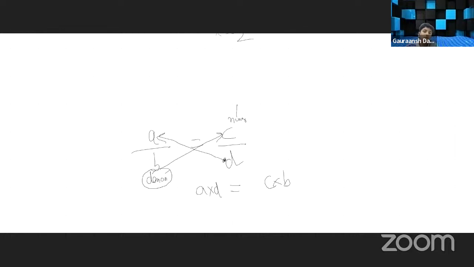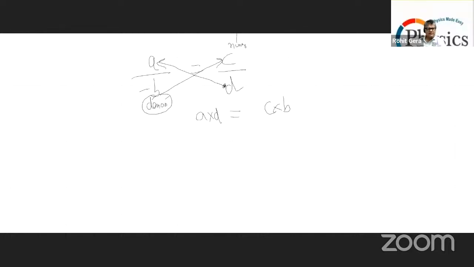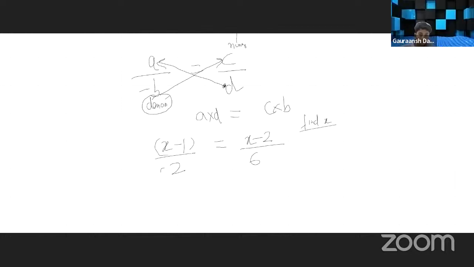Now let me write it. Calculate the value of x: (x minus 1) by 2 is equal to (x minus 2) upon 6. Find x using the method of cross multiplication. So 2x minus 4 equals 6x minus 6.